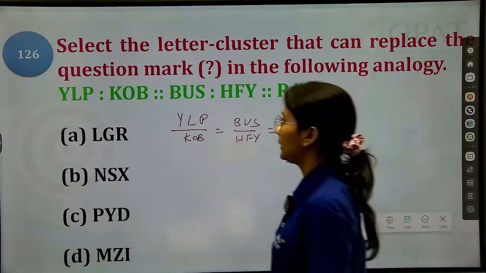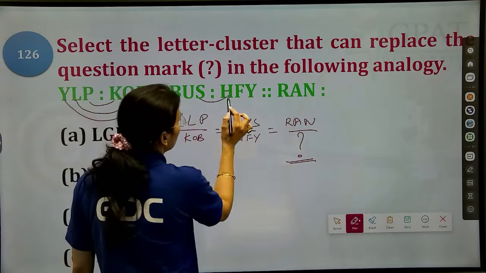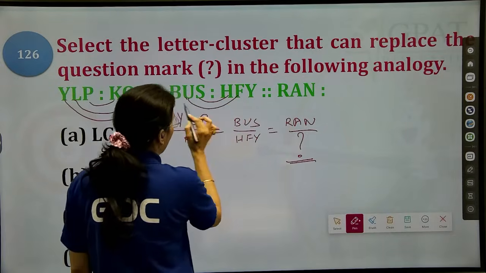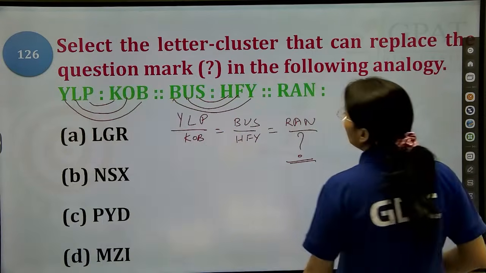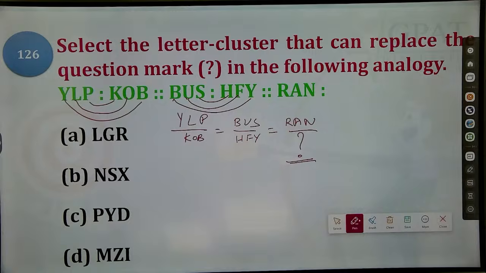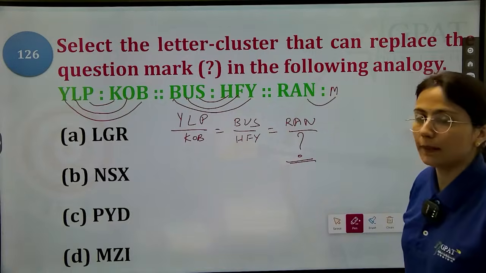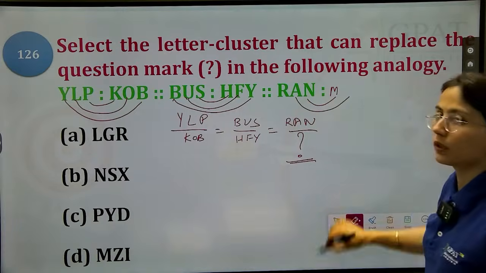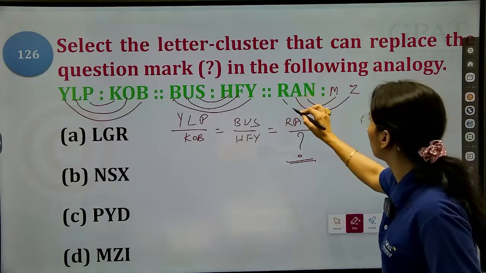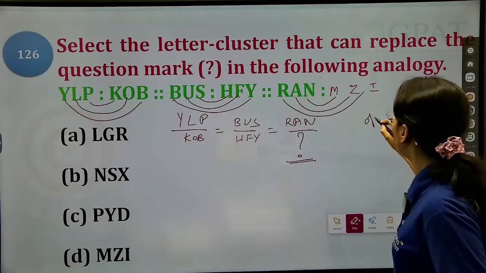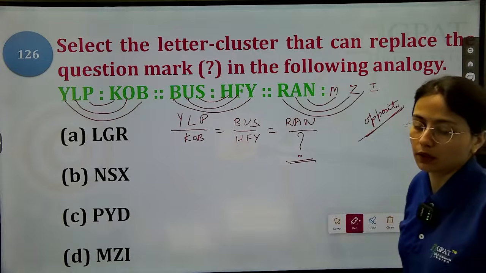So if we see, there is opposite, like opposite of H is S, opposite of Y is B. Similarly opposite of N is M. Opposite of A is Z. So there is Z, so opposite of R is what, I. So in this pattern opposite letters work.